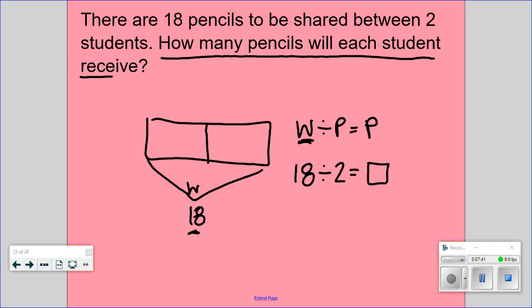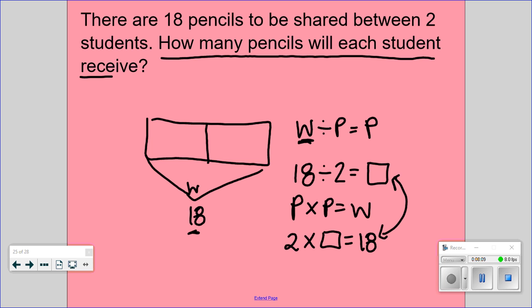From here, a lot of you guys know to deal out. However, just like with addition and subtraction, this is not the only way we can set up this problem. It's just the way that I would set it up. We can look at it as a multiplication problem. So one of my parts is 2, or 2 groups of something equals 18. Both of these problems will solve for the same missing number. They just do it in a slightly different way.